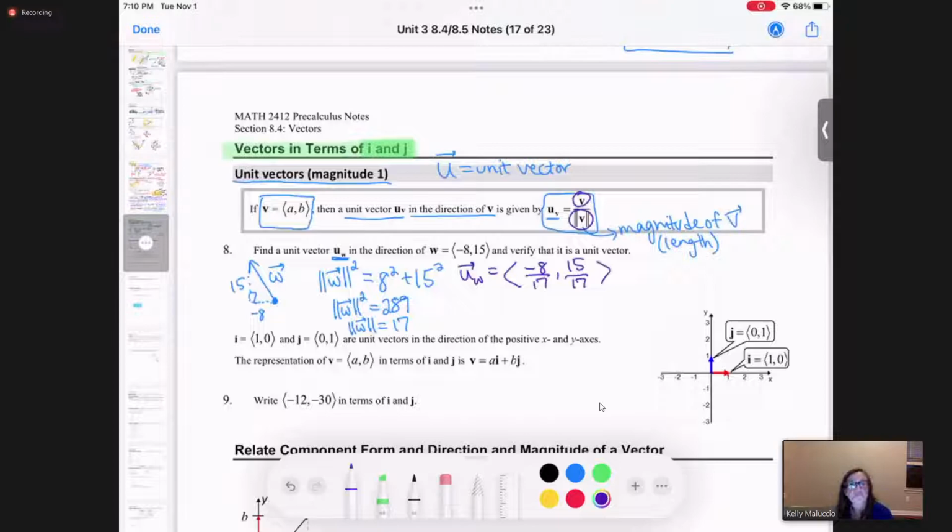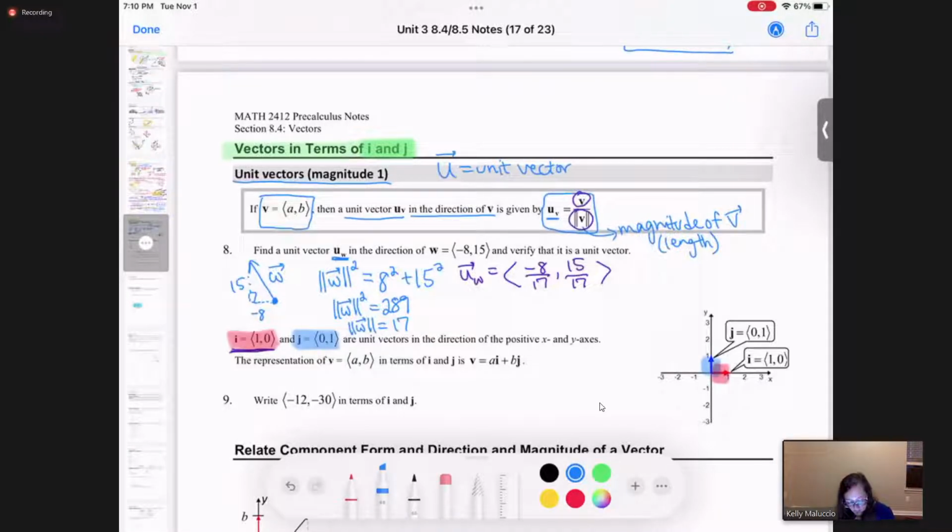That's it. That's all we do. Right? Yeah, simple enough. But in order to check, notice here it says verify that it's a unit vector. So I is 1, 0, the letter I represents the vector 1, 0, and it's this vector right here. J is 0, 1, and it's this vector right here.